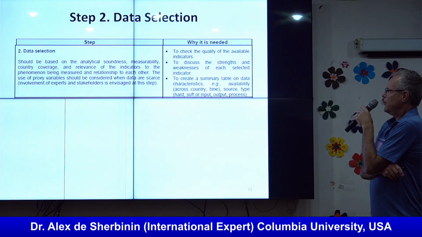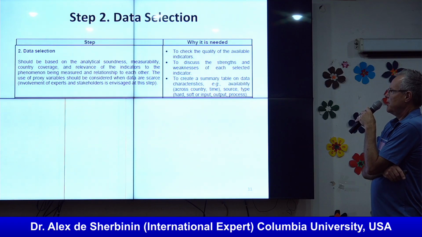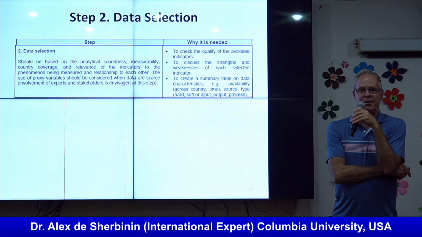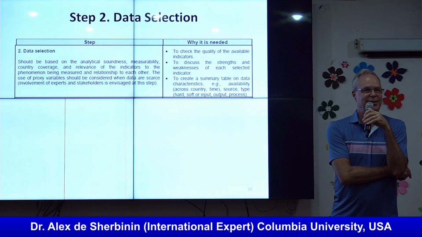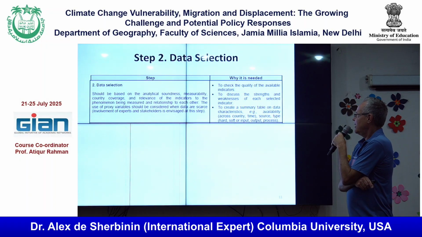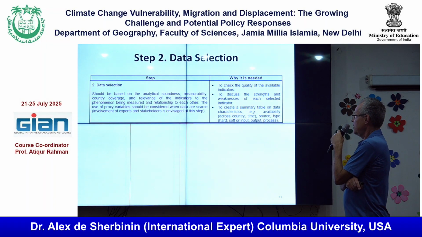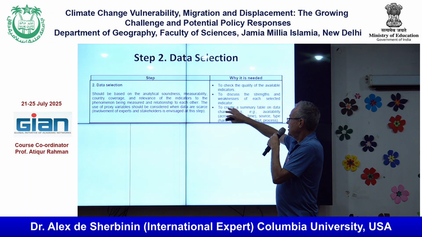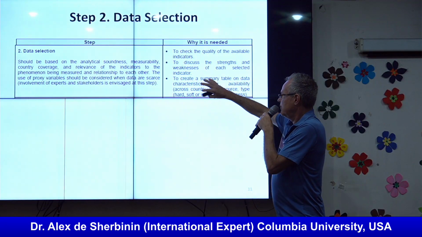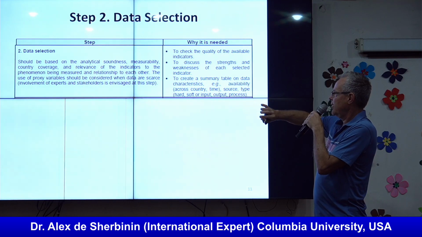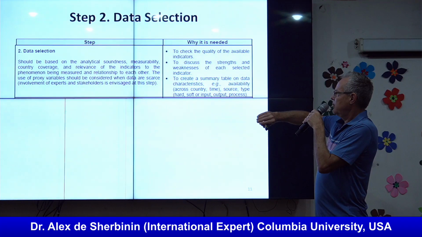So this is a really critical stage where you're making decisions about what is in and what is out of your index. And of course, some of it's going to be constrained by whether you have access to the data or not, whether there are available data. The OECD handbook says it should be based on analytical soundness, measurability, country coverage, and relevance of the indicators to the phenomenon being measured and the relationship to one another. The use of proxy variables should be considered when data are scarce.